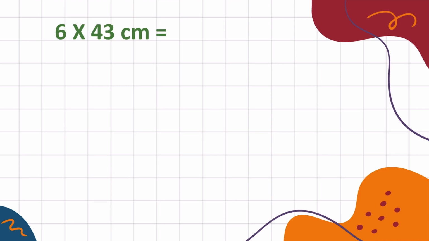6 times 43 centimeter. To get this answer, we need to do the standard written method first. You need to remember that the number with the unit needs to be at the top. That means we write 43 centimeter at the top, times the second number, which is 6. We write 6 at the last place value, which is below 1. Then get the answer.